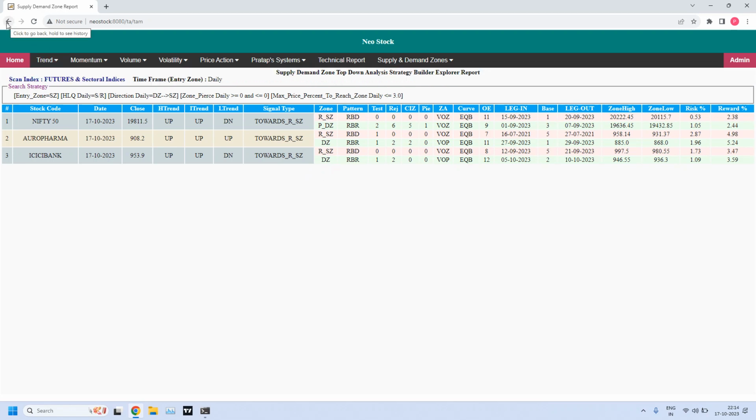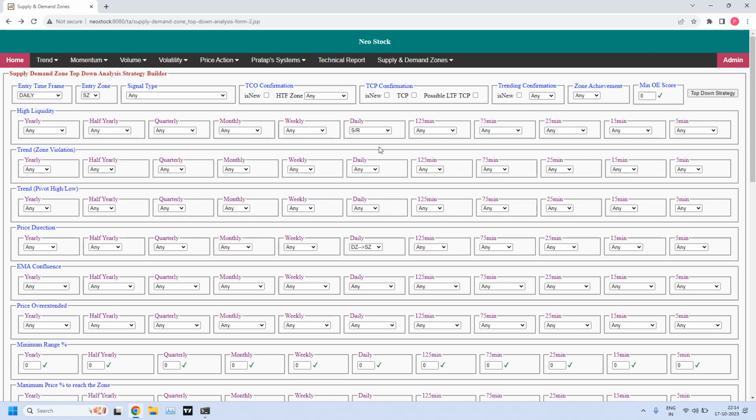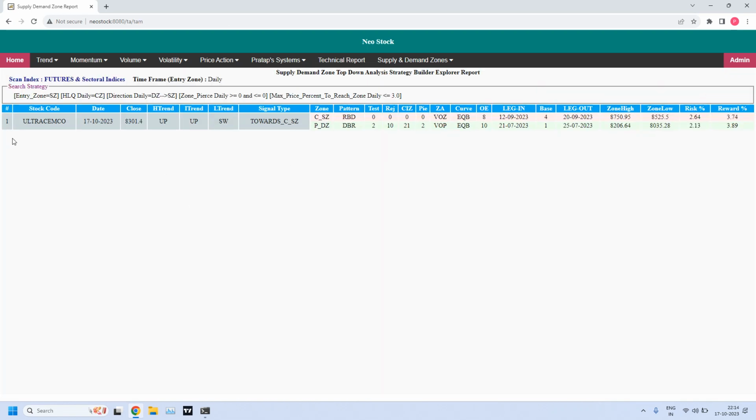So let's go back. We are looking for only S by R. What about the other high liquidity zone, C underscore SZ? Let us select this. Ultratech Cement. The C underscore SZ, this is also a fresh one. And only one stock is there. The price is just 3% before this, maybe 3% or even less than that.